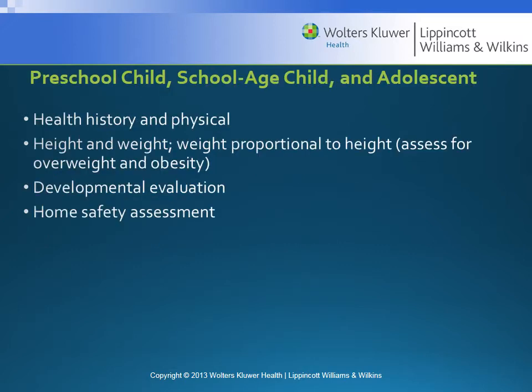For the preschool child, school-age child, and adolescent, the nurse would take a health history and perform a physical. Height and weight would be assessed. The weight should be proportional to height, so you would make an assessment of obesity or the child being overweight. The nurse would also conduct a developmental evaluation and assess the home for safety.